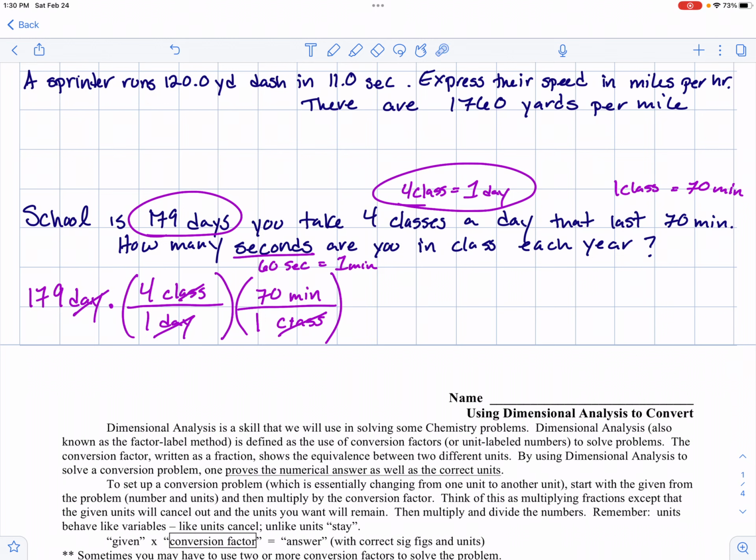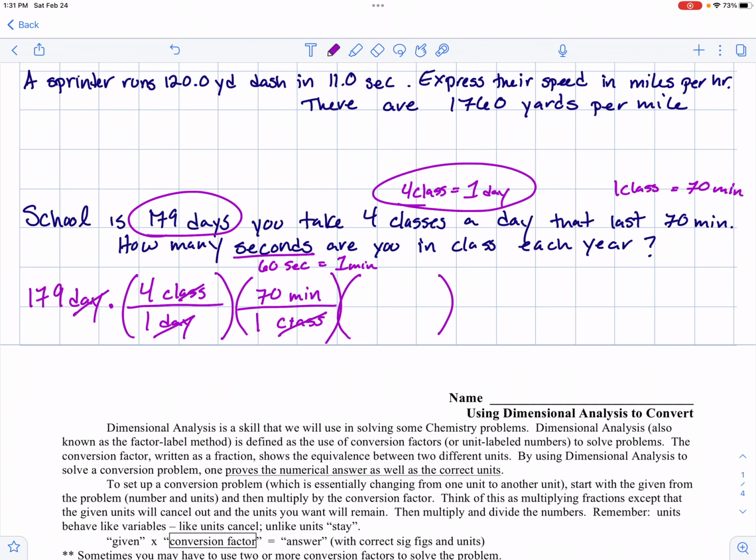So then if you do the math, if you do 179 times 4, technically divided by 1, times 70, again technically divided by 1, now you know that you spend, I think, 50,120 minutes in class per 179 days that you spend in class in a year. Now, the last part is seconds. Like, how many seconds are we spending in class?